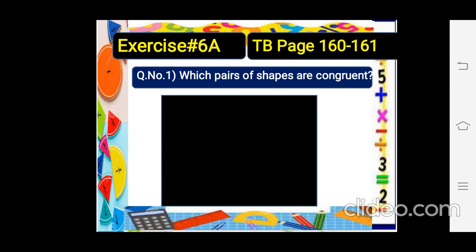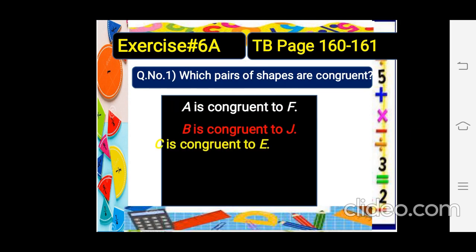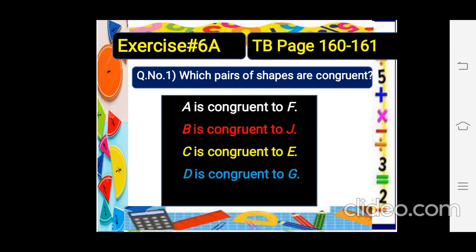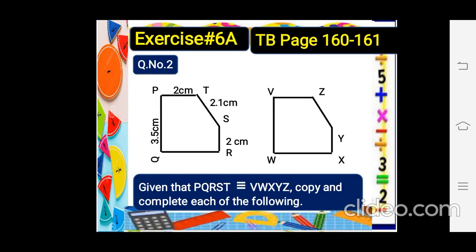Now the answer of the first question is that A is congruent to F, B is congruent to J, C is congruent to E, D is congruent to G, I is congruent to K. Now move on to question number 2. Look at the figures and observe each side. Compare the length of one figure with the second figure and find the size of all sides of the second figure.